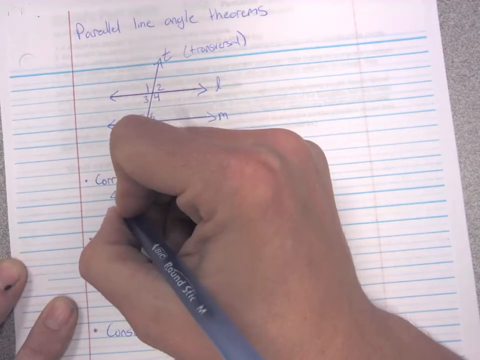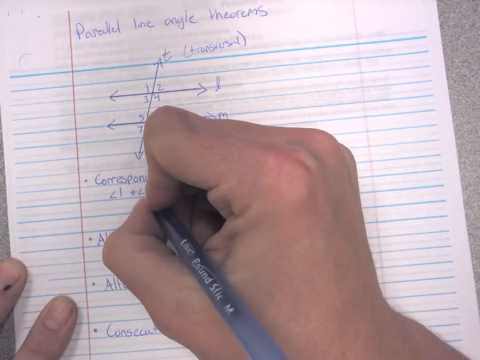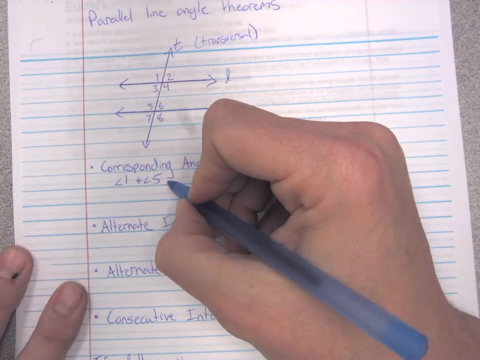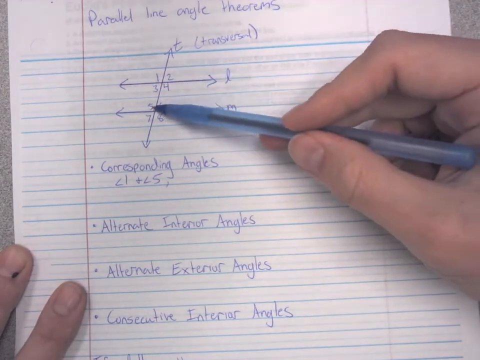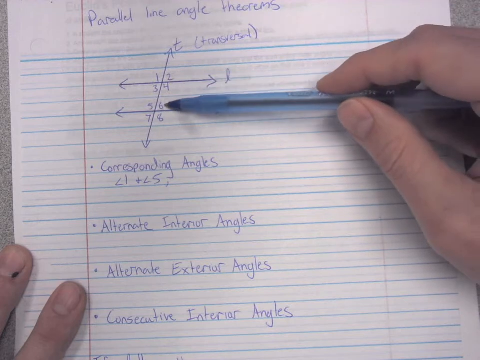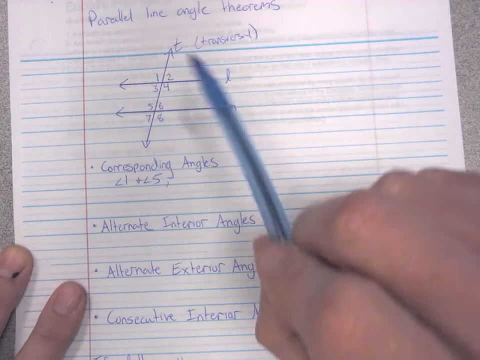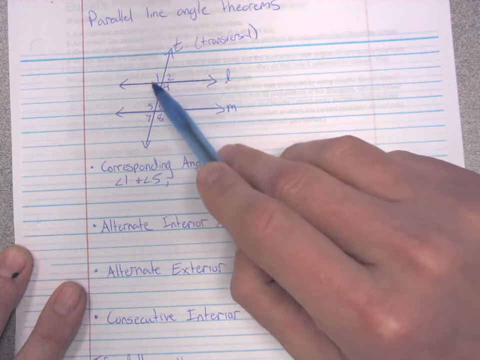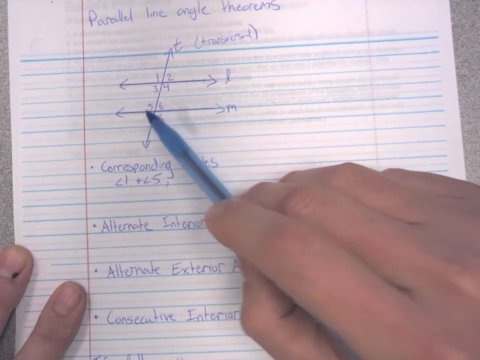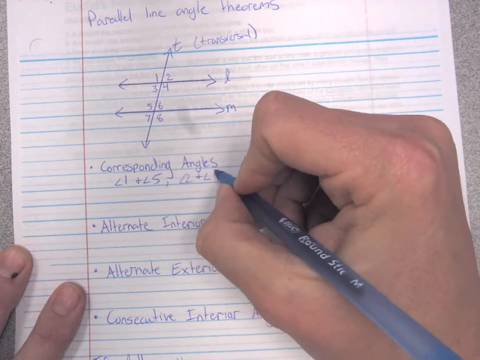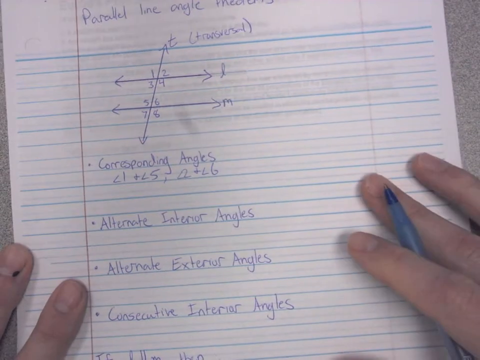So angle 1 and angle 5, I'm listing those as a pair of corresponding angles. And there's a few other pairs here. So 1 corresponds to 5. Angle 2 and angle 6 correspond to each other because they're both in the top right corner. So 2 is the top right of this intersection, and 6 is the top right of this intersection. So angle 2 and angle 6 are corresponding angles.